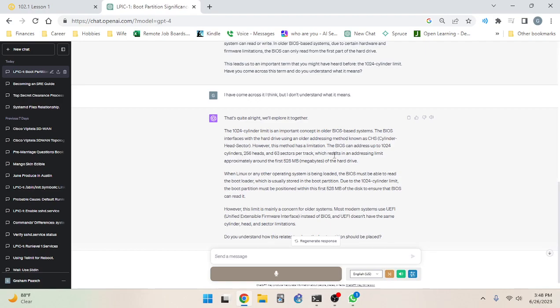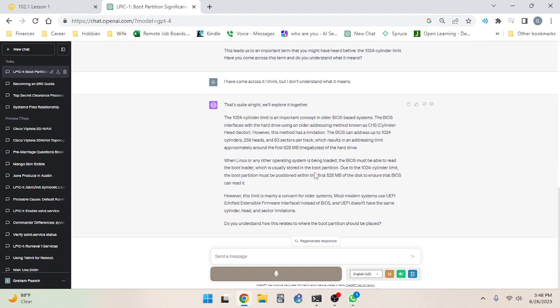When Linux or any other operating system is being loaded, the BIOS must be able to read the bootloader, which is usually stored in the boot partition. Due to the 1024 cylinder limit, the boot partition must be positioned within the first 528 megabytes of the disk to ensure that BIOS can read it. However, this limit is mainly a concern for older systems. Most modern systems use UEFI, Unified Extensible Firmware Interface, instead of BIOS, and UEFI doesn't have the same cylinder, head, and sector limitations. Do you understand how this relates to where the boot partition should be placed?